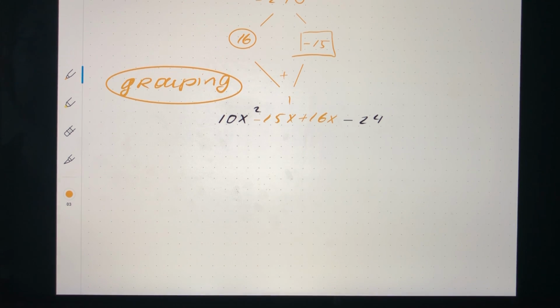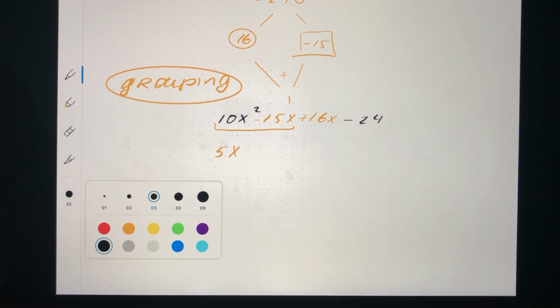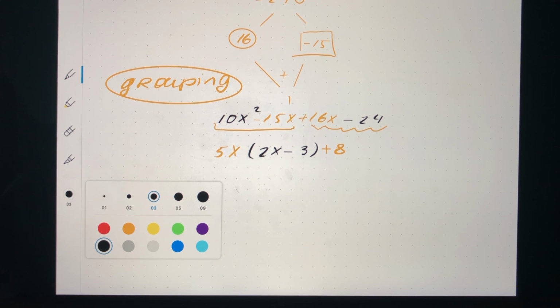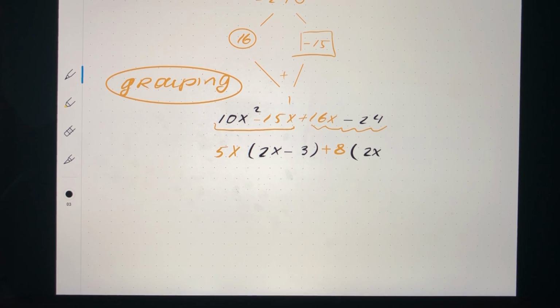The grouping method works by looking at pairs of the terms. Sometimes 2, sometimes 3. In this case, let's look at the first 2 and see what's the most we can factor out. Between 10 and 15, that would be 5. Between x squared and x, that would be x. And that leaves us with 2x minus 3. Now from the second group, the most we can take out is positive 8. And if we take out positive 8, that leaves us with 2x minus 3.